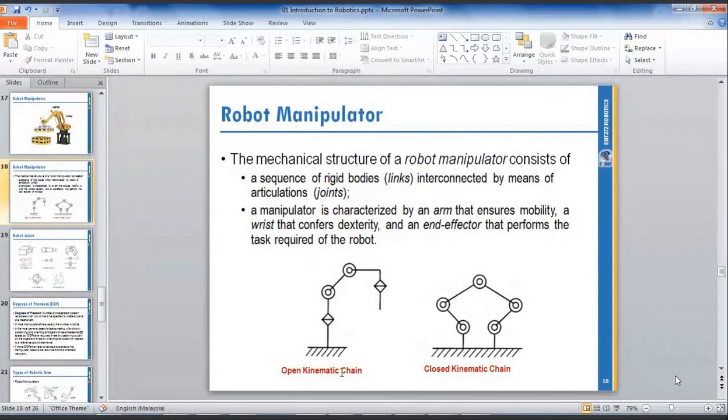This is an open kinematic chain. This is a closed kinematic chain. A closed kinematic chain is similar to a parallel mechanism. But in our subject, we do not focus on this parallel mechanism. We focus on the open kinematic chain, the robotic arm or manipulator.